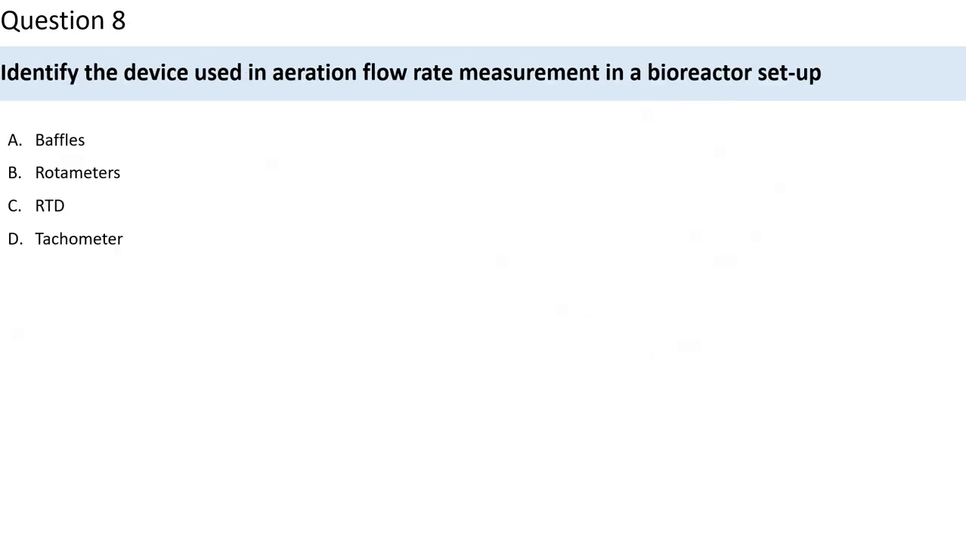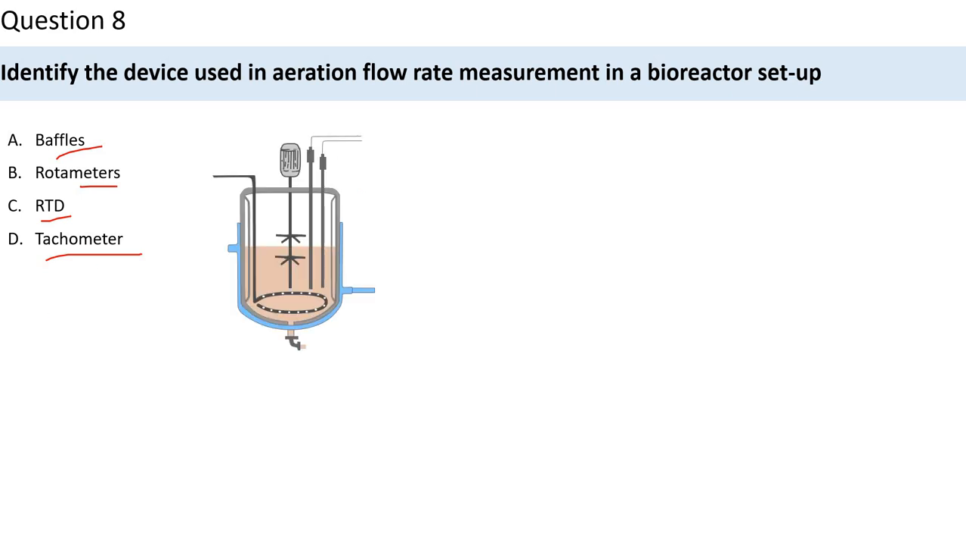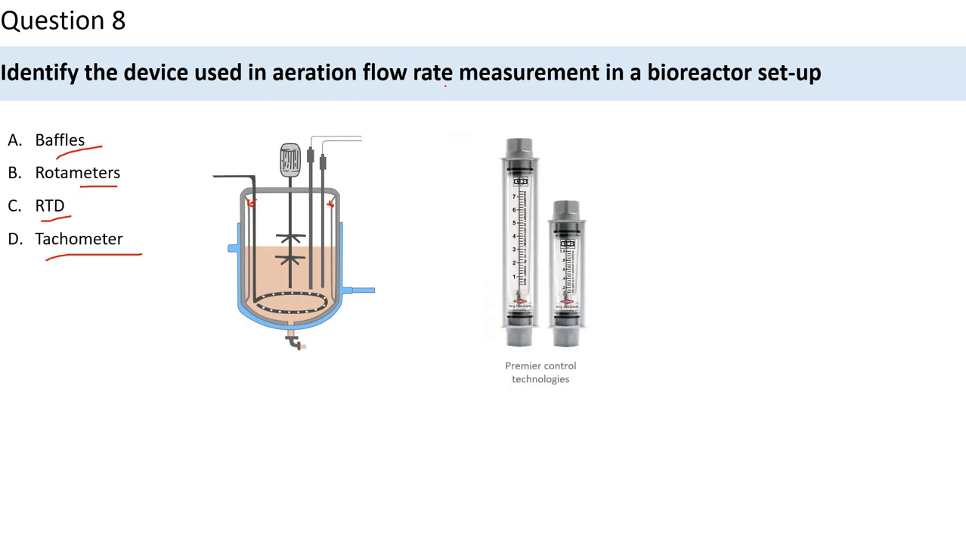Moving on to question 8. Identify the device used in aeration flow rate measurement in a bioreactor setting. They have given baffle, rotameter, RTD, and tachometer. Baffles are there to prevent vortexing inside your bioreactor. They are not going to help you in measuring the aeration flow rate. The rotameter is the one through which we get to know the LPM, that is liters per minute, of air we are sending inside the bioreactor. So rotameter is the right answer.